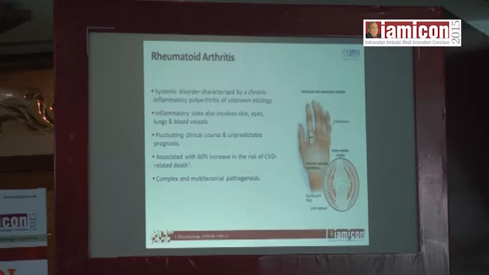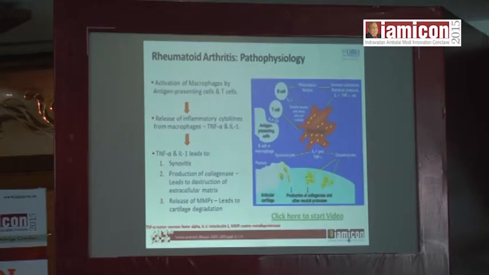Because the etiology is not known, we have a fluctuating clinical course. Some people are in remission for a few years, some people develop acute episodes very frequently. And most of the time, it's not only joint problems; it's also associated with cardiovascular disease-related deaths. So it's a complex and multifactorial pathogenesis as far as rheumatoid arthritis is concerned.